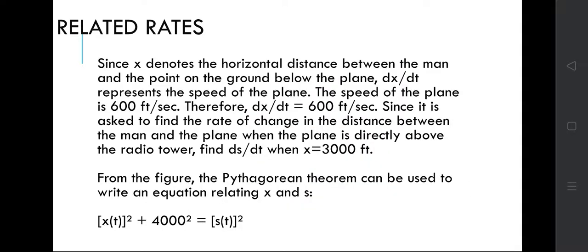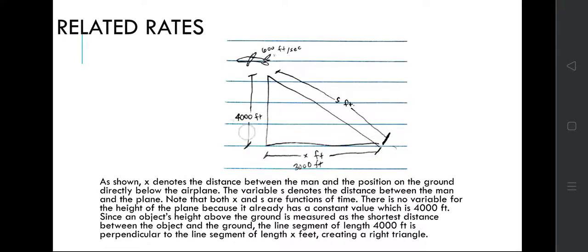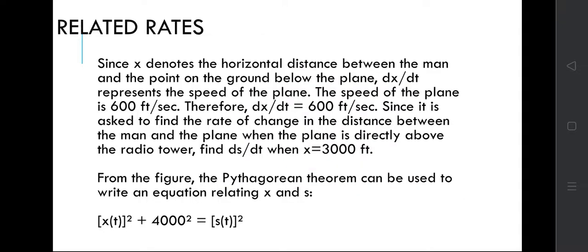Since x denotes the horizontal distance between the man and the point on the ground below the plane, dx over dt represents the speed of the plane. Ito yun. Ito. The speed of the plane is 600 feet per second. Therefore, dx over dt is equal to 600 feet per second. Yun na yun. Kasi dx over dt raw ito. And since we have the speed of the plane which is 600 feet per second, we set up the 600 feet per second as dx over dt.